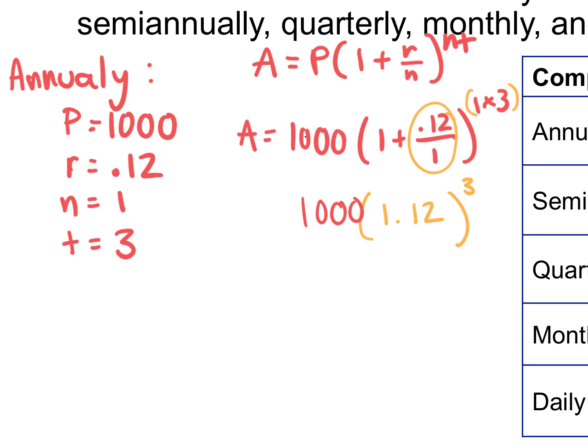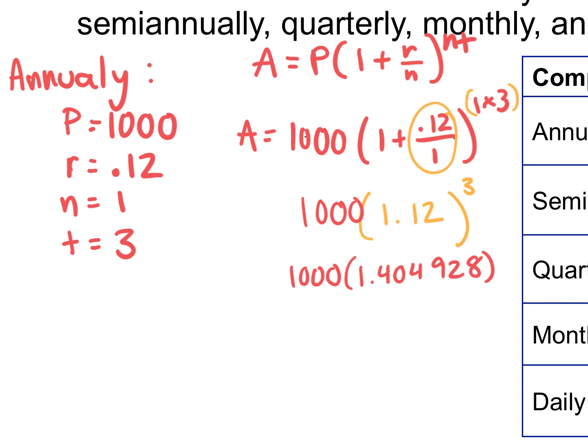So 1.12 to the third power would be 1.404928. You want to keep all your work in your calculator to make sure your answer is as exact as possible. So keep each step in your calculator. I'm writing it down to show you, but all of this can be done in the calculator. Just make sure you are organized and following the right steps, but keep it all in your calculator.